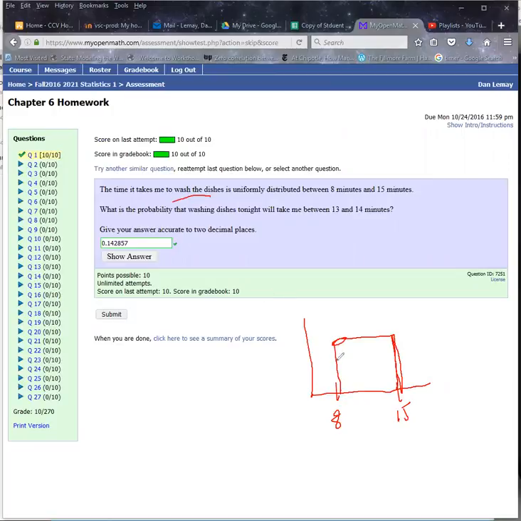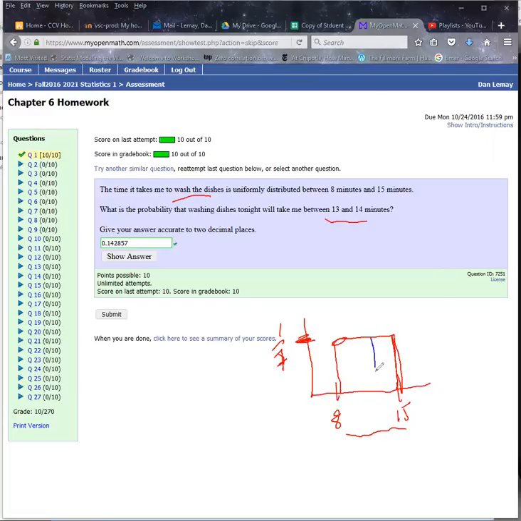Now, the tricky part is we know this area has to be equal to 1 because the probability of an event, the sum of all these times, has to be 1. So I've got to figure out how high this rectangle is. Since this is 7 wide, all I have to do is take 1 and divide it by 7, and that's how high this is. And then answer the question and tell me what's the probability that it'll take me between 13 and 14 minutes tonight.